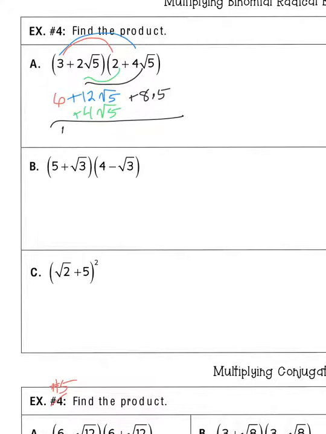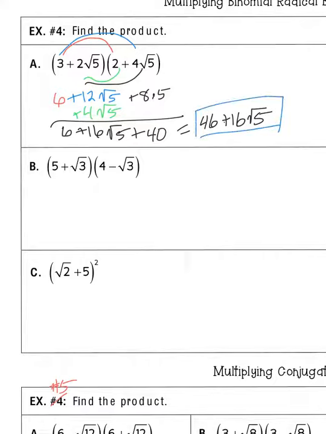So I get a 6. These are now like terms, so I'm changing my rule. I'm adding like terms, so all I do is focus on the coefficients. 12 plus 4 is 16 radical 5s plus 8 times 5 is 40. And so our final answer is going to be the 6 and the 40 is 46 plus 16 radical 5. And there you have it. Now notice that we still have a radical in the answer, so that wasn't the problem I was looking for.